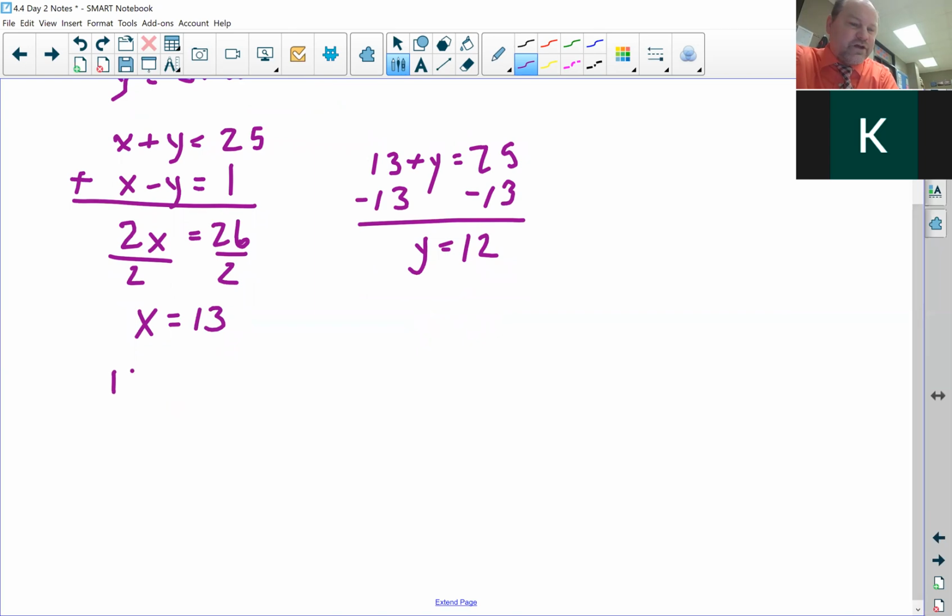So to finish off, the numbers are, and I always like to write them smaller and then larger. So I would say 12 and 13. You could certainly say the numbers are 13 and 12. That would be fine.